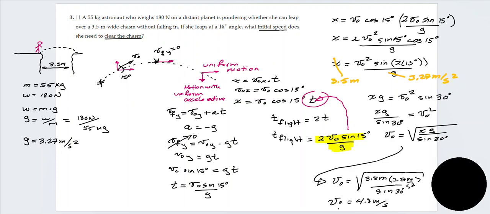So with this initial speed, the astronaut is going to leap over the 3.5 meters wide chasm, right? So it is super important here to combine the motion that we have in the horizontal direction with the motion that we have in the vertical direction, because this is basically a projectile problem, but we have motion in two dimensions. So I hope the solution of the exercise was interesting for you.